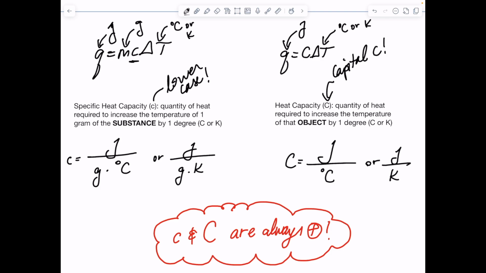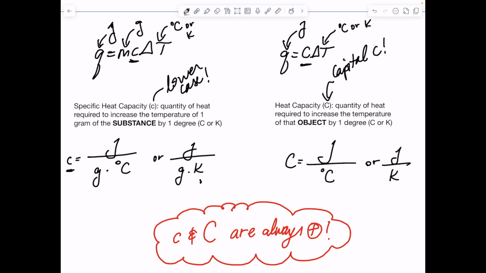So what is the unit of the specific heat capacity and what is the unit of the heat capacity then? If we look down here, we can see that the specific heat capacity is in joules over grams times Celsius, or joules over grams times Kelvin. And if we look over here for the heat capacity, it's just joules over Celsius or joules over Kelvin.